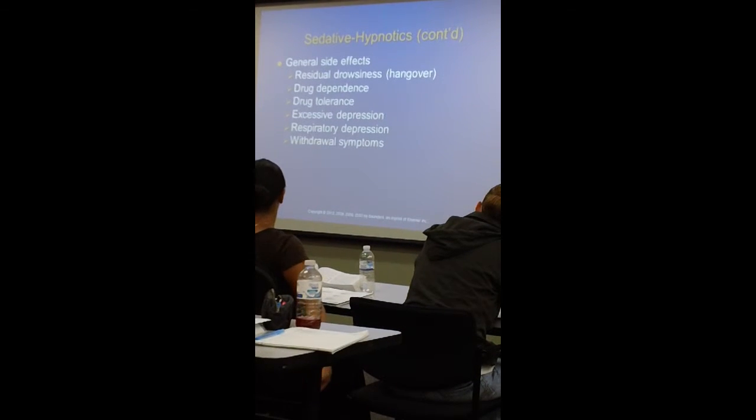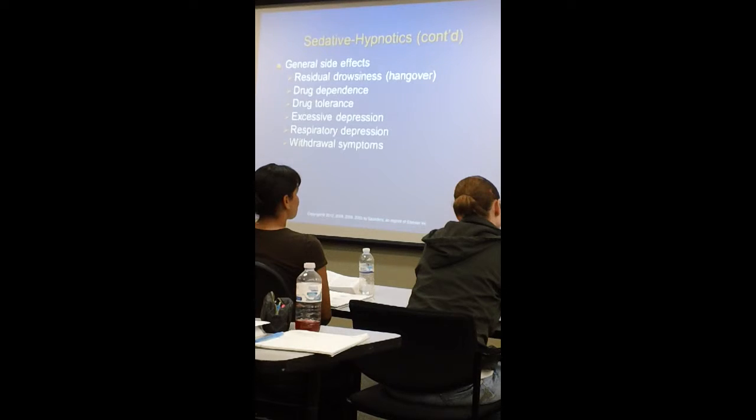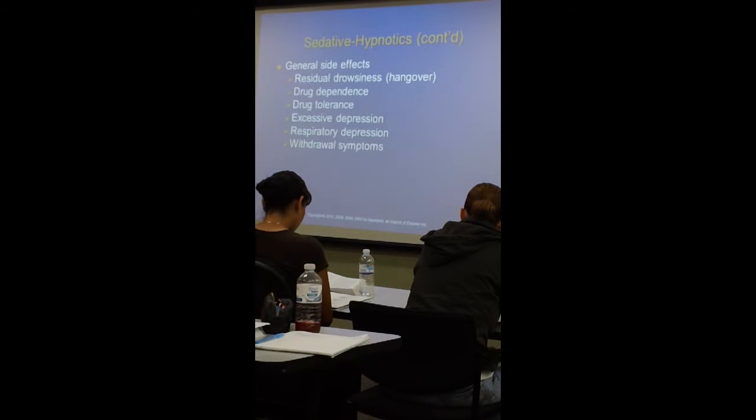General side effects, the biggest is residual drowsiness or hangover, drug dependence, tolerance. The more severe one, the excessive depression or respiratory depression. Withdrawal symptoms from almost any medication will occur if you've taken it for a long period of time. And it takes anywhere from 3 to 7 days for it to get out of your system. It takes anywhere from 20 to 40 years to get rid of it psychologically.